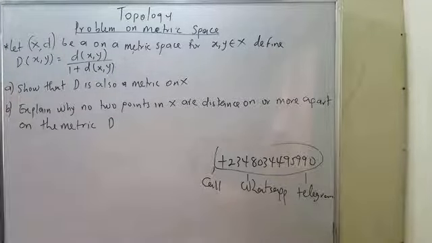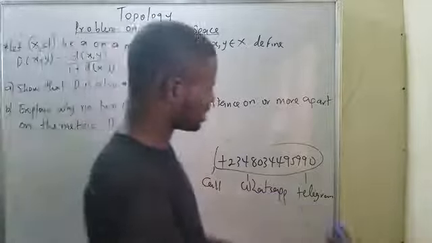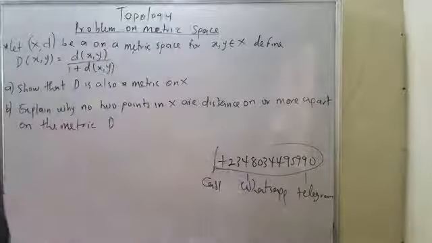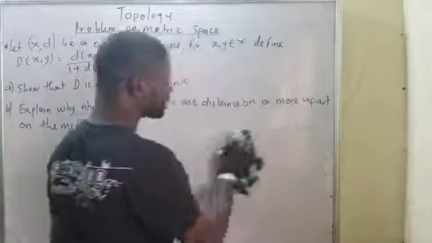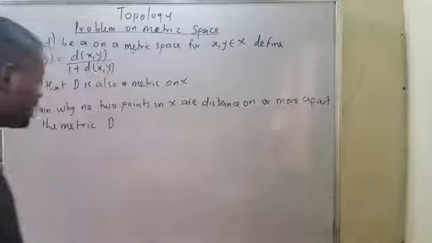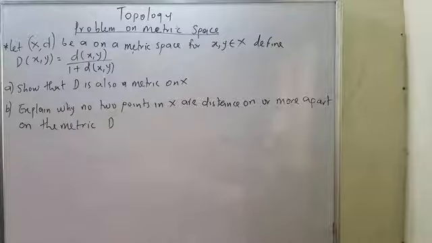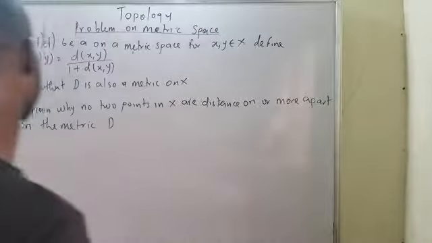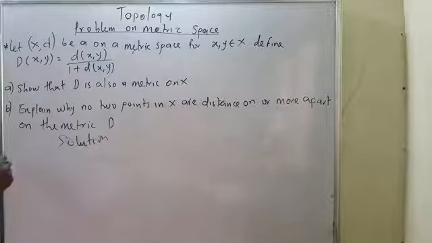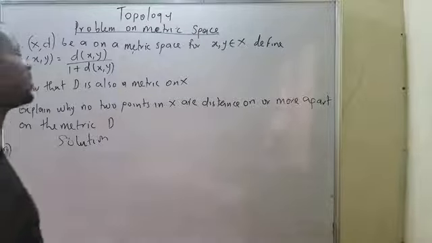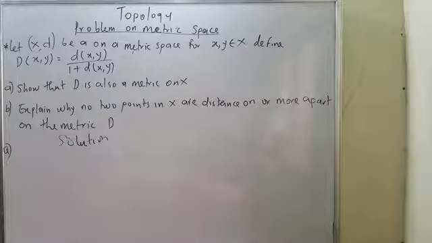Now let's see. I will need to rub this point because I have to show some things. The first one is to show that this particular function is a metric space. Don't forget what I told you in the first video: it must satisfy the properties. Let's try number 1a. I'm to show that D is also a metric. Don't forget the properties of a metric space.